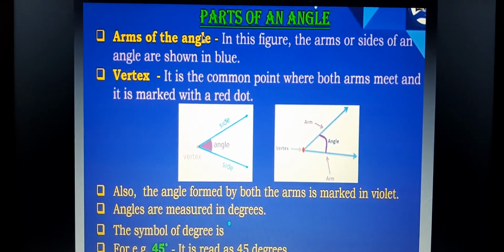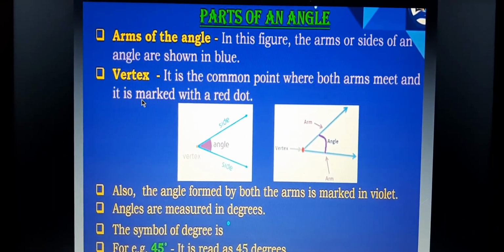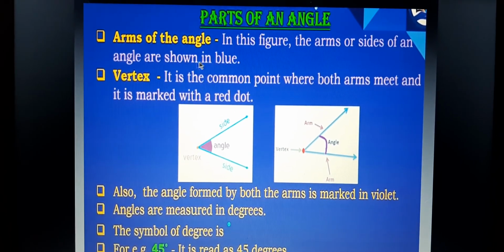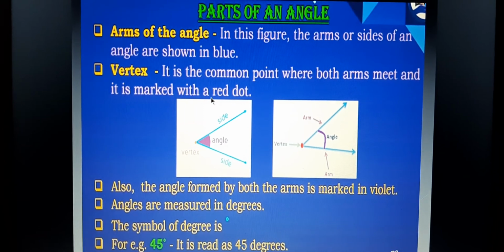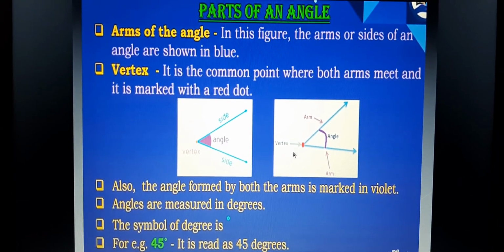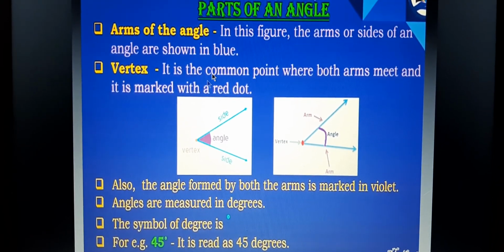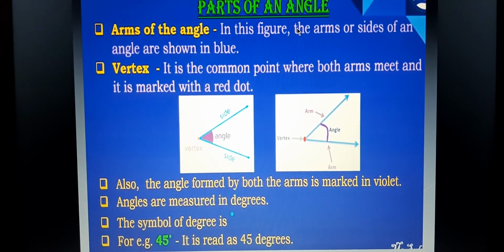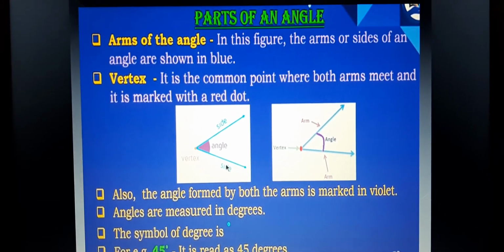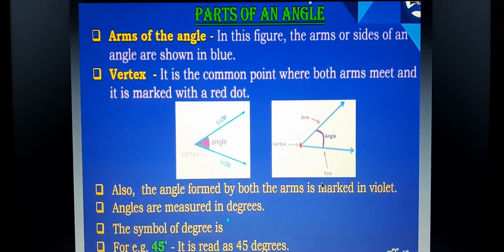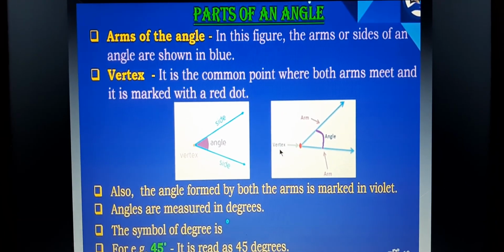So now you can see the parts of an angle: the arms of the angle and the vertex, right? We have already seen that it is a common point where both the arms meet at one marked point. Here it is marked with a red point. And which are the arms here? The blue lines, these two are called the sides. These will be called the arms here, and this red point is the vertex.